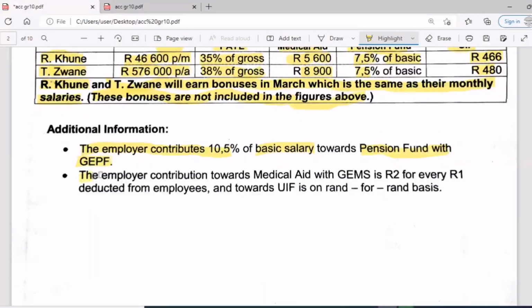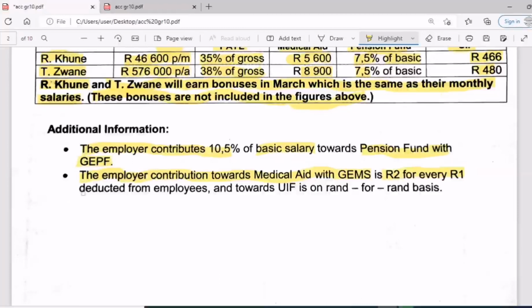And the employer contribution towards medical aid with GEMS. GEMS stands for Government Employees Medical Scheme. So the contribution towards the medical scheme is R2 for every R1.